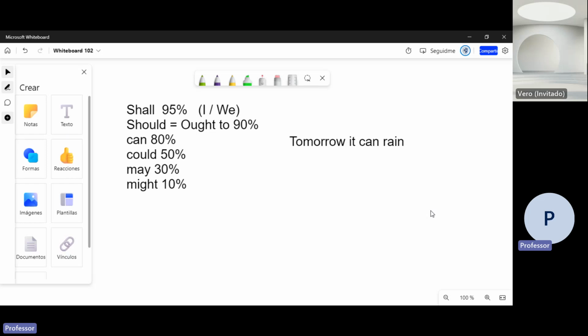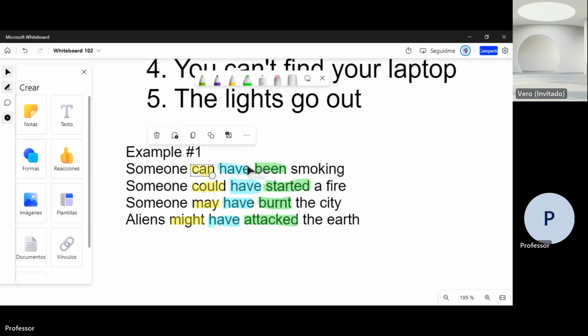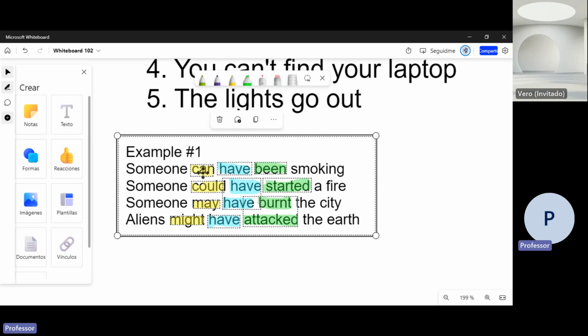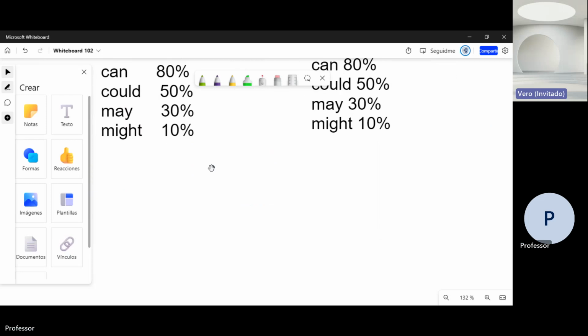Obviously, in exams, you have to read and know the context so you can understand what the probability is. But don't worry, normally in exams, you don't have to decide between using can or could. You have to conjugate the verbs correctly. So if we're talking about a probability in the past, you need to use can, have, and the verb in past participle. If you're talking about a probability in the present, you only use can and the verb in the base form. Okay?